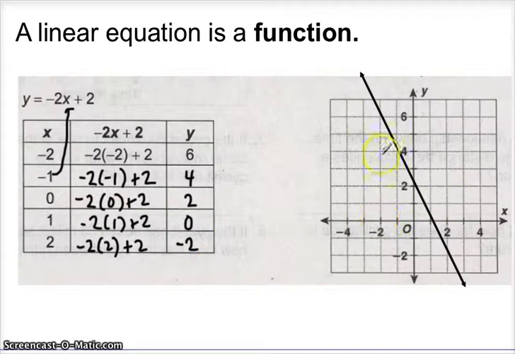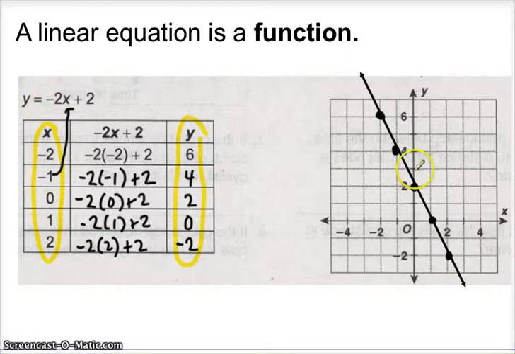Plotting these points, so (-2, 6), (-1, 4), my line was kind of already drawn for me, (0, 2), (1, 0), and then (2, -2). So notice it passes my vertical line test. Now also, if I look in my x column, I have no repeated values. They only go to one y value: -2, 6; -1, 4; 0, 2; 1, 0; 2, -2. So this is an example of a function.